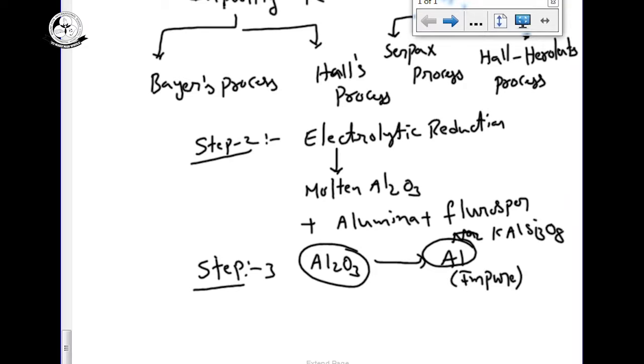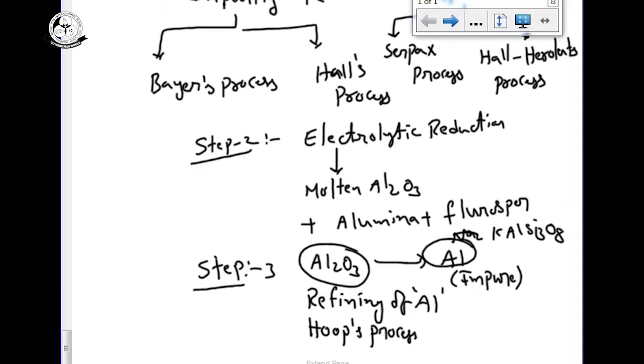The best method for the purification process is called refining. Aluminium can be refined by the best process, the Hoope's process. By using this process we can refine the aluminium metal. Aluminium is a very soft metal, and we can mold it into different shapes.